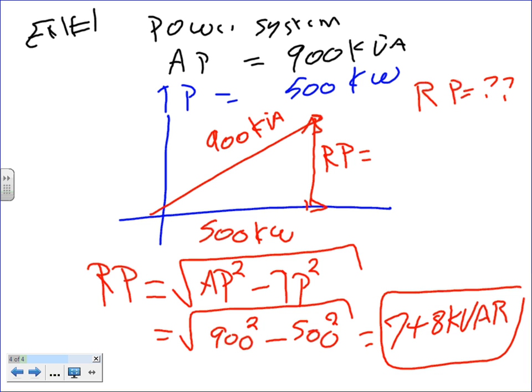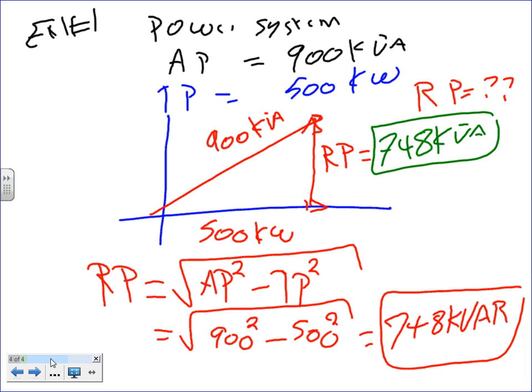So the reactive power, we've just found it, guys, as 748 var. Now that's not enough. That's finding number A, the reactive power. A, find the reactive power. B, I'm going to do B here, guys. Find the power factor.